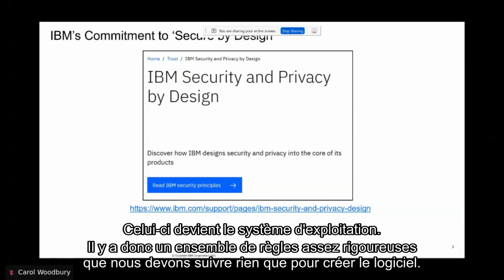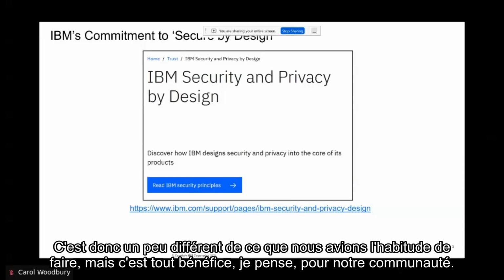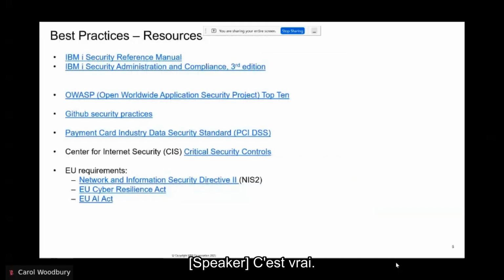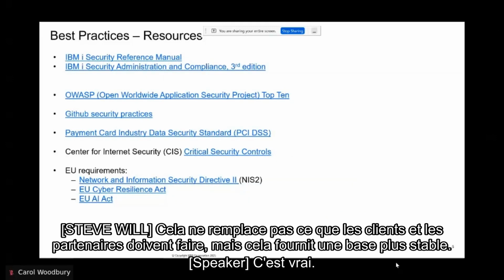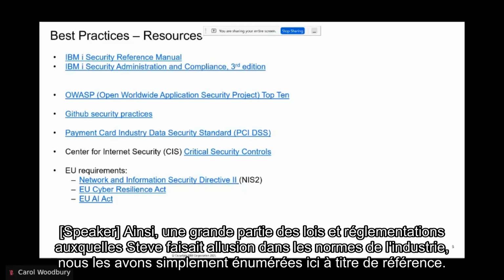So that's kind of different than it used to be, but it's all to the benefit, I think, of our community. It doesn't take the place of what customers and partners have to do, but it provides a more stable foundation. Right. And so a lot of those laws and regulations that Steve was alluding to and industry standards, we've just listed here as reference.